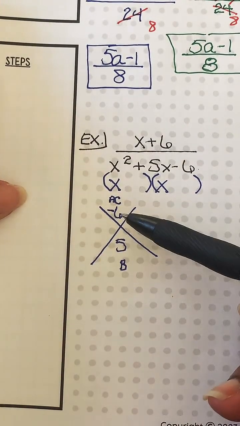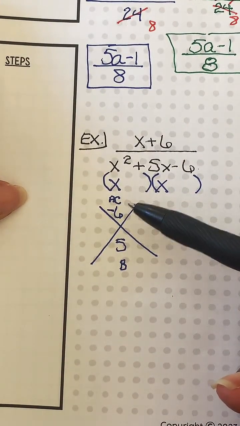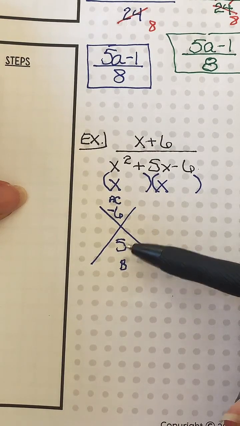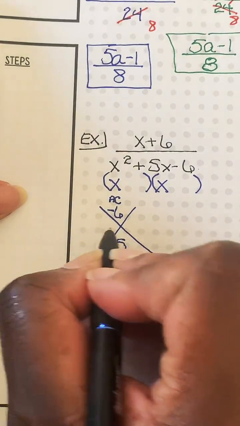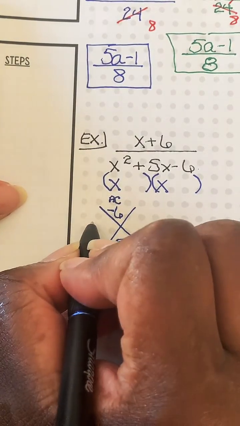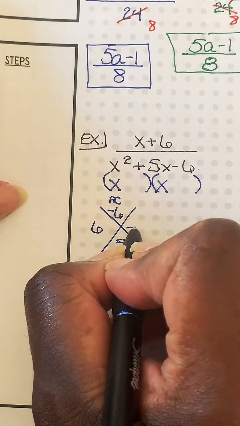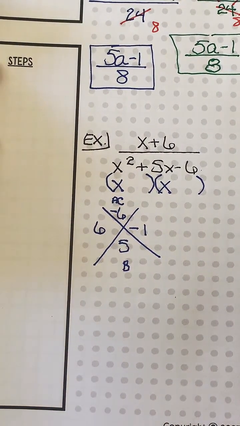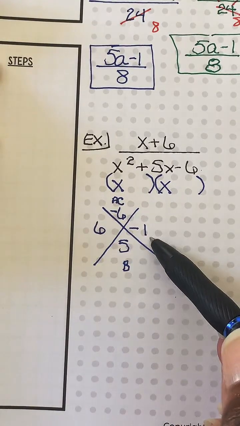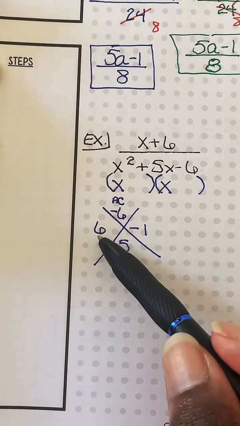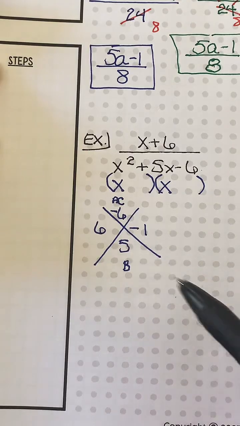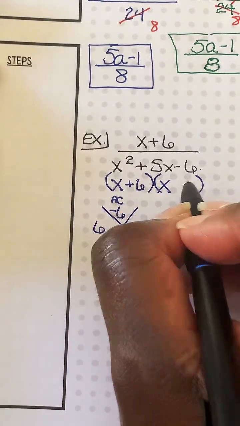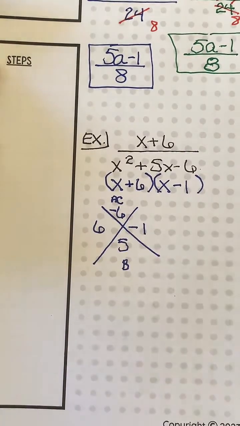Okay. So here's a little tip, if you can remember this. If this one is negative and this one's positive, that means your largest number is going to be positive. So 6 times -1 gives me -6, and 6 plus -1 gives me 5. So I can put my +6 in here, and I can put my -1 in here.